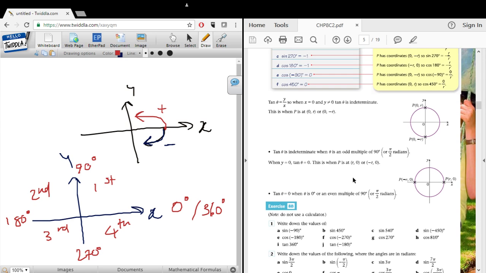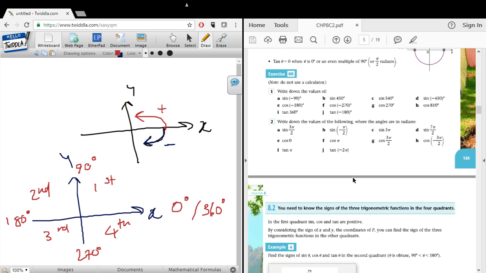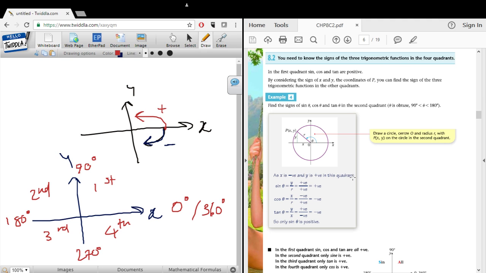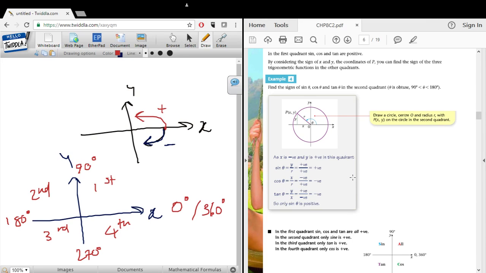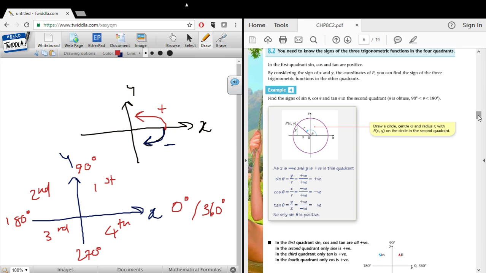And so you can figure that out for the rest of those questions. Just also be aware that in these examples they're working with degrees, but they're also giving you the radians for you to appreciate both of the different types of measurements for angles. 8.2, you need to know the signs of the three trigonometric functions in the four quadrants. So this is essentially informing you of the signs of sine, cos and tan in the four quadrants.